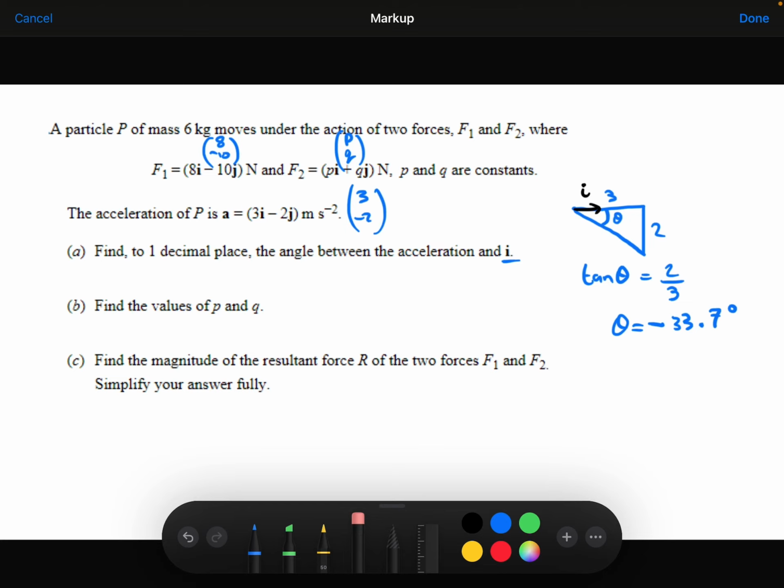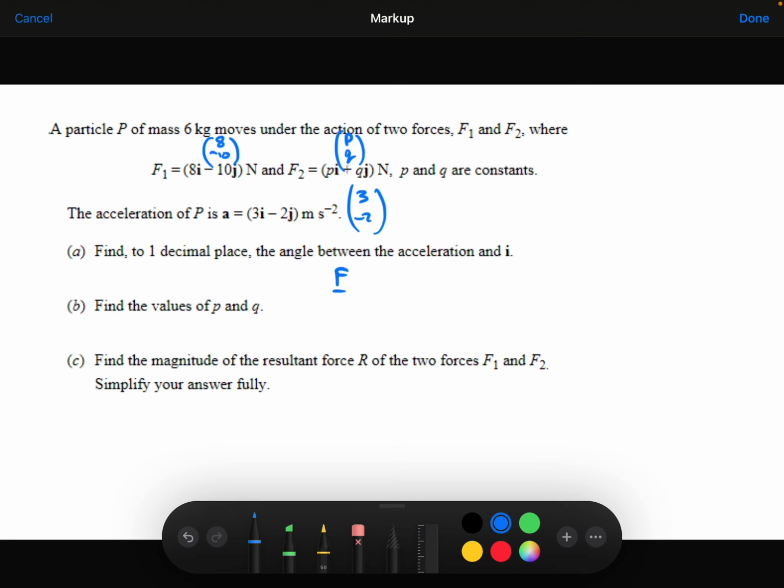Part B. We need to find the values of P and Q. Well, P and Q were all about the force F2. We were told that the particle has a mass of 6 kilograms and it's moving under the action of those two forces and it's accelerating. We know that that acceleration is going to be caused by the resultant of those two forces.